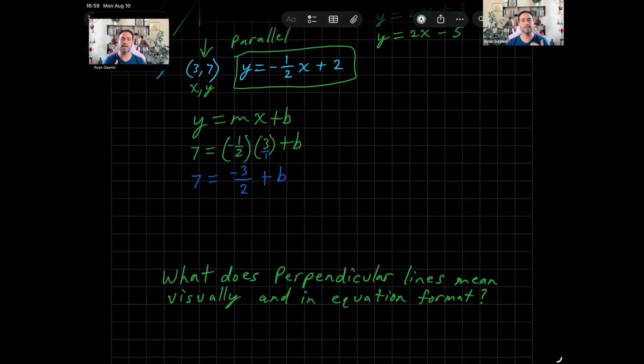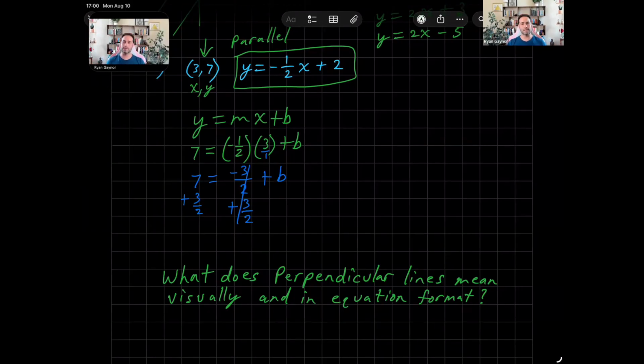So now I have to get the b by itself, so I will add the 3 over 2, because I have to do the opposite, right? It's negative 3 over 2 plus b. We're not multiplying anything. So to get the negative 3 over 2 to the other side, I have to add it, right? So this will cancel out, and I add the 3 over 2. But now the problem is I have 7 plus 3 over 2. Well, I can't do that. I have to have the same denominator.